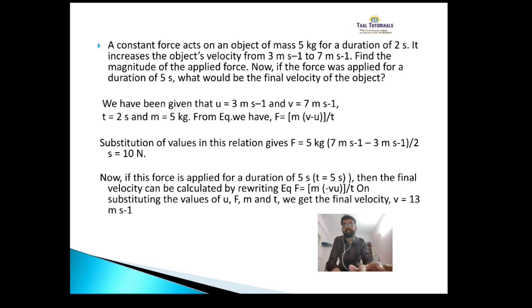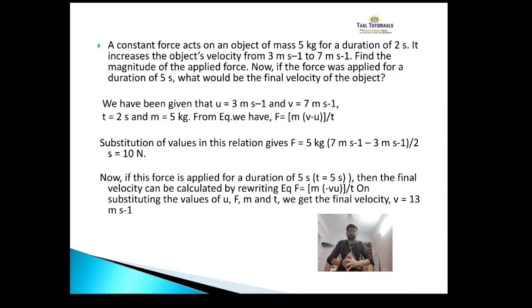This is present in the NCERT book. A constant force acts on an object of mass 5 kg for a duration of 2 seconds. Then it increases the object's velocity from 3 meter per second to 7 meter per second. First, find the magnitude of the applied force. Second, if the force was applied for a duration of 5 seconds, what will be the final velocity of the object?